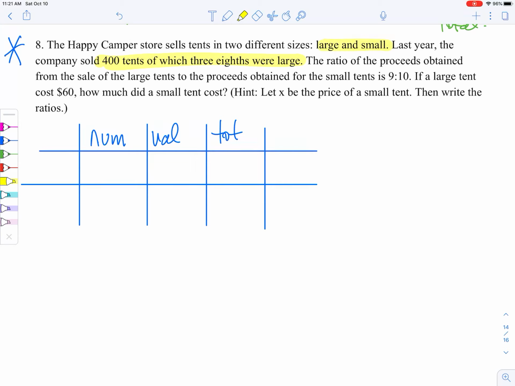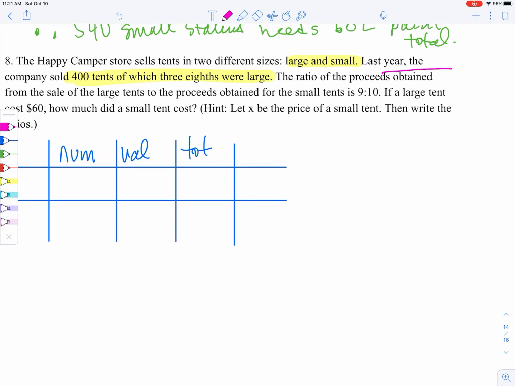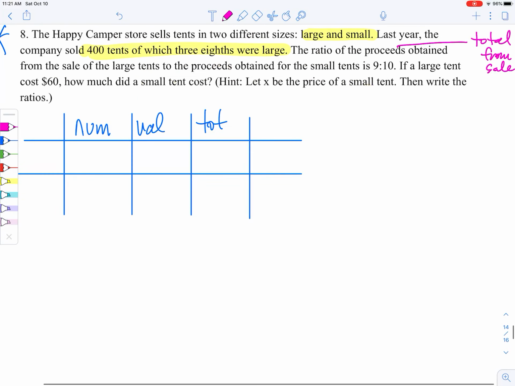The ratio of the proceeds. Proceeds is a word that means the total from sales. So proceeds means the total from sales. So the ratio of the proceeds from large to small is 9 to 10. So proceeds, that's like your total, right? That's why I've done a number value total chart. Proceeds of large to small is 9 to 10.